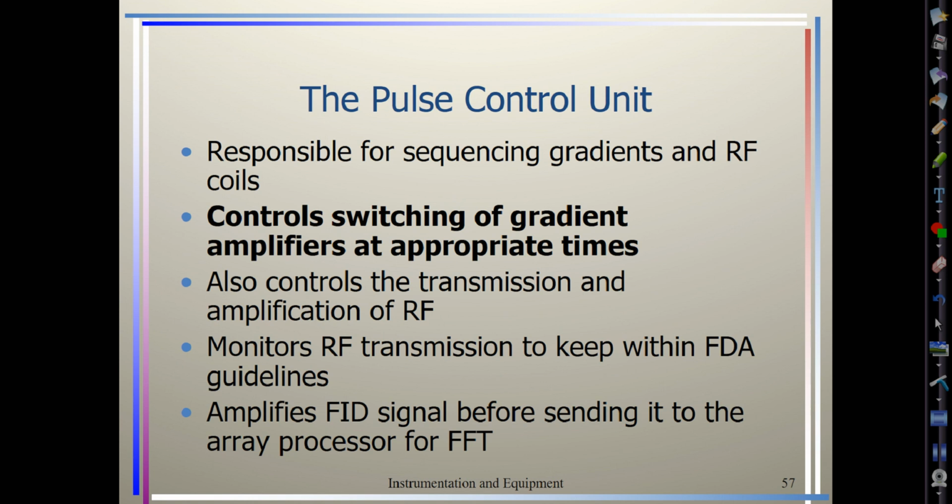And what this pulse control unit does is, once again, sequence those gradients and those RF coils. When we apply the gradients, when we switch those gradients on and off, how strong we switch those gradients on and off, and when we apply those RF pulses at appropriate times.